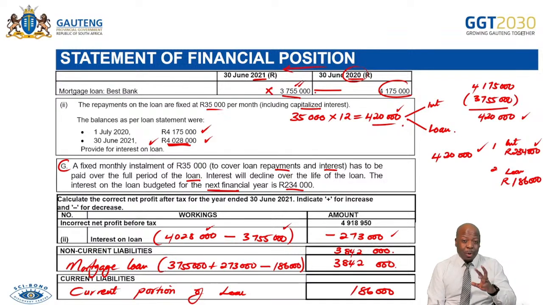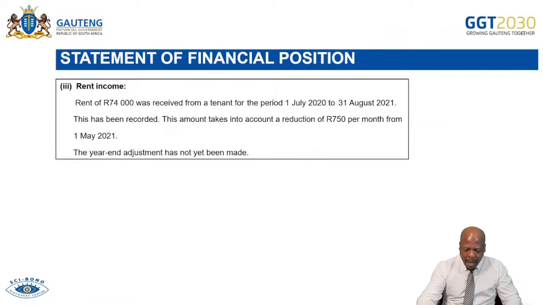So far in today's class, we've done two different loan adjustments. I'm going to move on to the next adjustment now. And the next adjustment reads, rent of 74,000 was received from a tenant for the period 1st of July 2020 to 31 August. This has been recorded. This amount takes into account a reduction of $750 per month from the 1st of May.